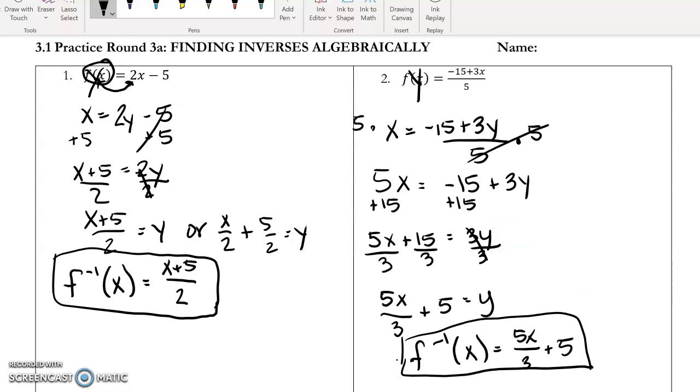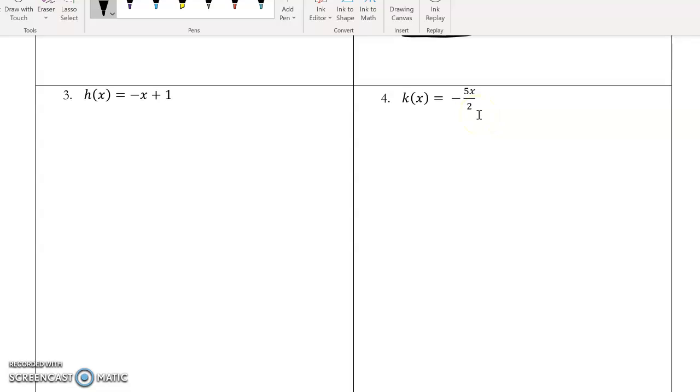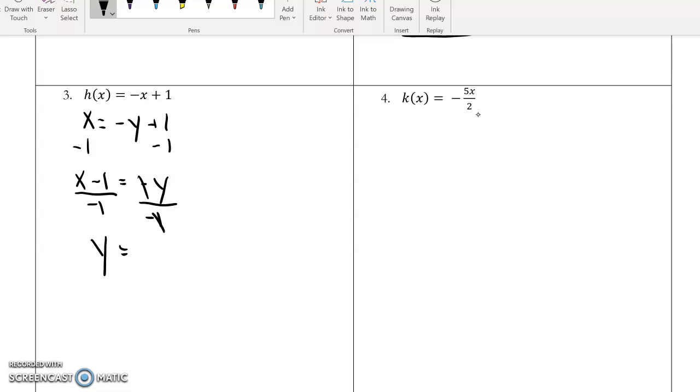Okay. Last two. Again, just switch the place of x and y and solve for y. I need to get rid of this negative out in front, so I'm going to divide by negative 1. And when I do that, x divided by negative 1 turns into negative 1x. Negative 1 divided by negative 1 turns into positive 1. So my inverse, h inverse of x, equals negative x plus 1.